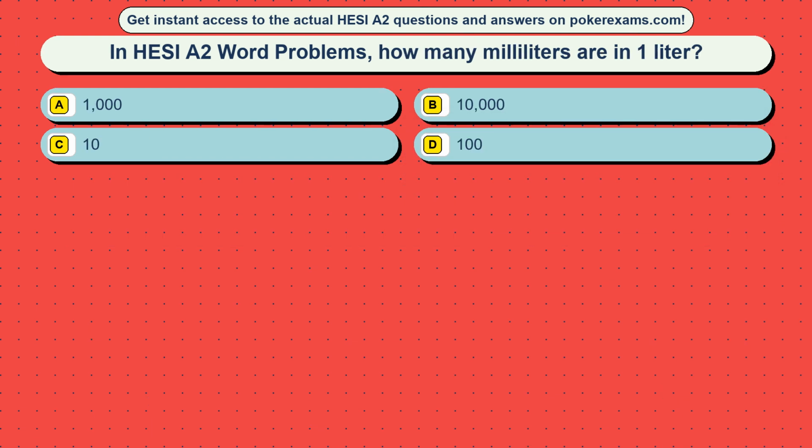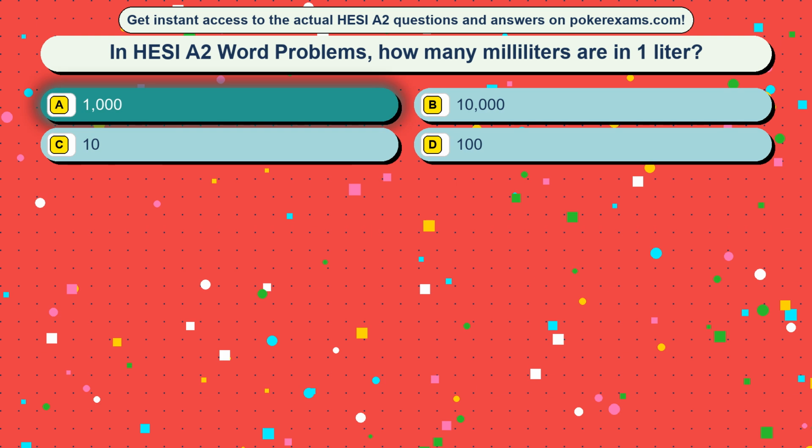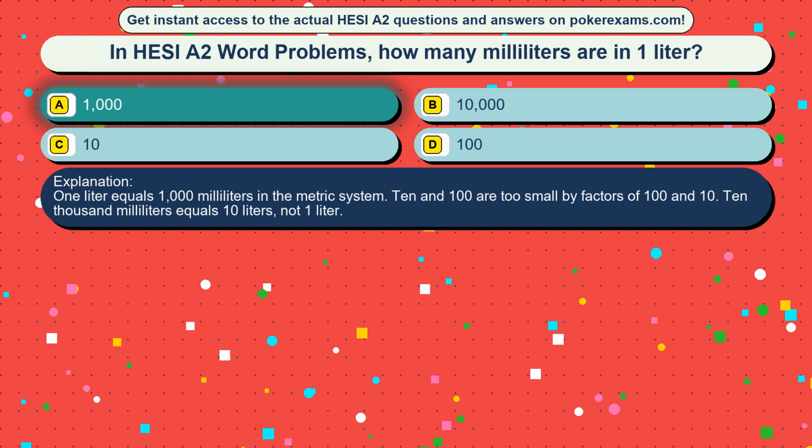Question 3. In HESI A2 word problems, how many milliliters are in 1 liter? Option A, 1000. Option B, 10,000. Option C, 10. Option D, 100. The correct answer is option A, 1000. 1 liter equals 1000 milliliters in the metric system. 10 and 100 are too small by factors of 100 and 10. 10,000 milliliters equals 10 liters, not 1 liter.